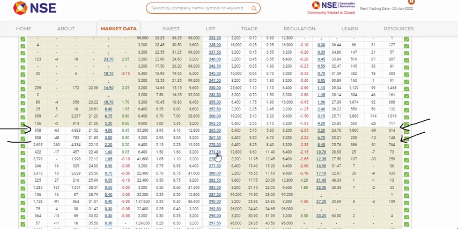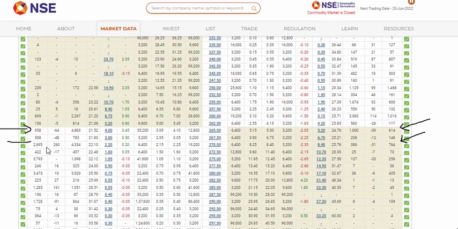Moreover, you can see the 270 strike price has a higher number. So if the market breaks 265 and hovers around 267, 68, 69, what will happen when it reaches 270? Of course, it will face a rejection.